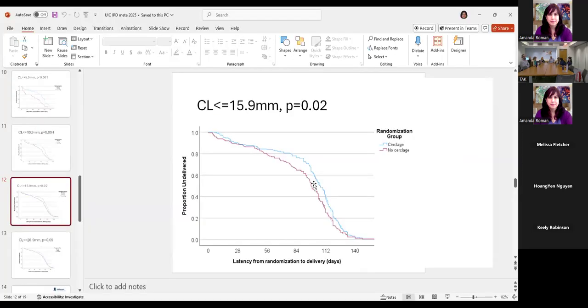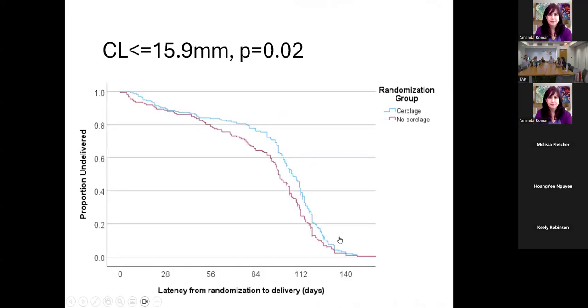Excellent. Anything else you want to discuss? Sorry, I have one other question. We might not have the data to know that, but how many of these people at less than 15, if we had not done a cerclage but done a follow-up cervical length, say a week later, how many would then have been in the 10 group and gotten a cerclage anyway? We might not have the numbers to answer that question.